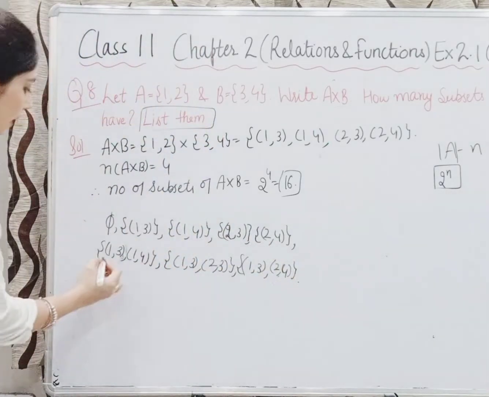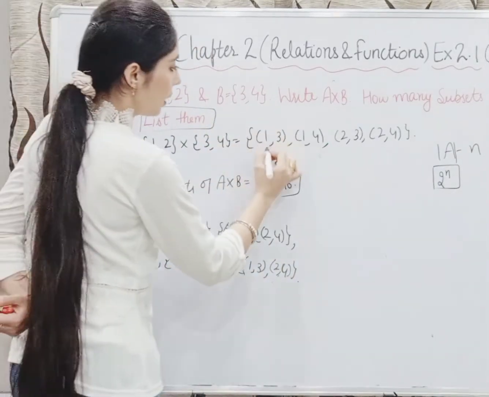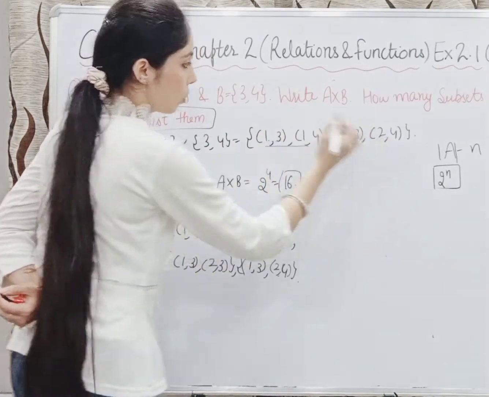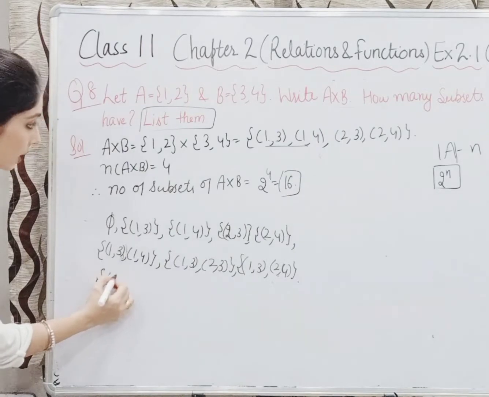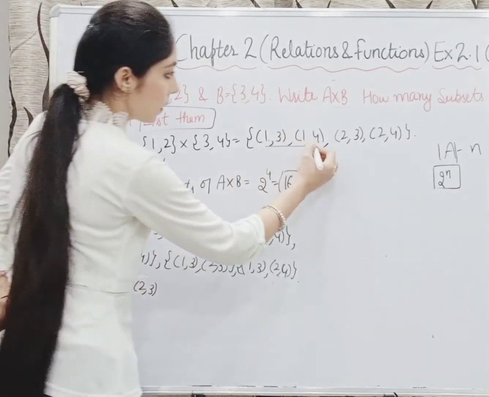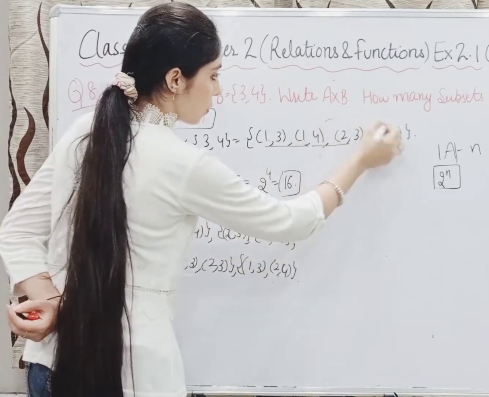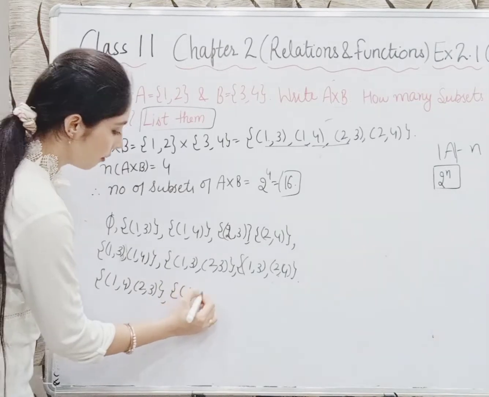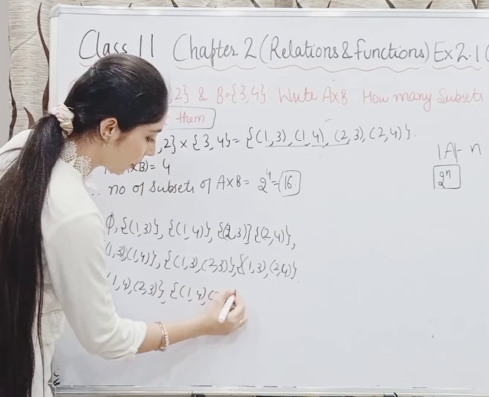Okay. So, next will be, we are taking 2 at a time, like 1, 3, 1, 4, 1, 3, 2, 3, 1, 3, 2, 4. Now, we are taking 1, 4, 2, 3. We are starting from this. These two, after that these two. Okay. 1, 4, 2, 3 and 1, 4, 2, 4.